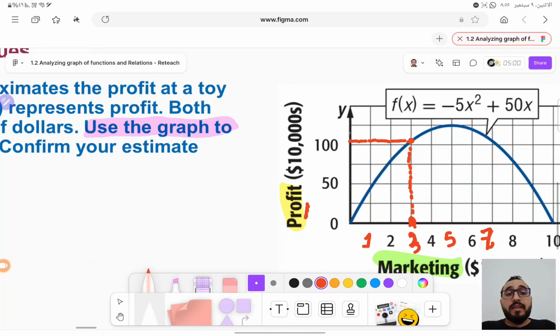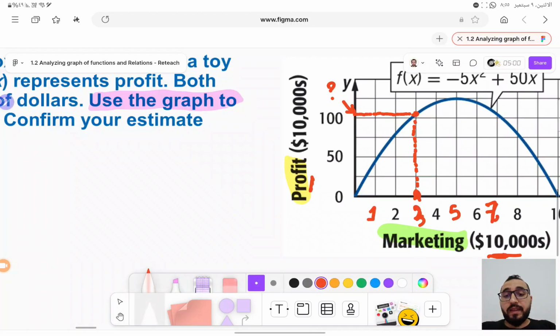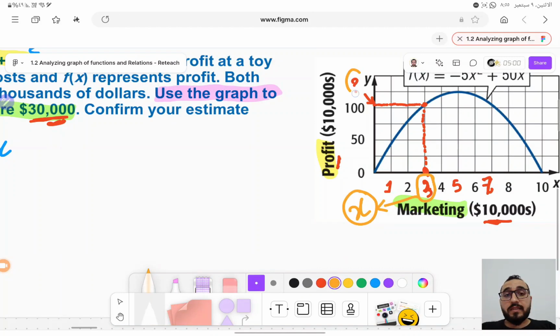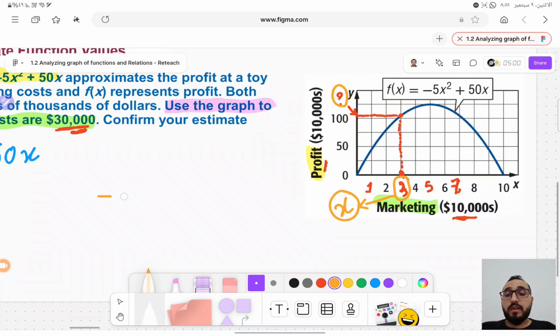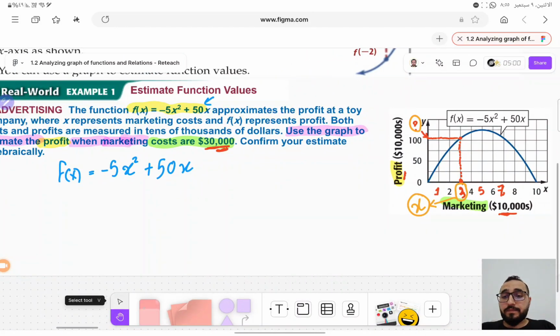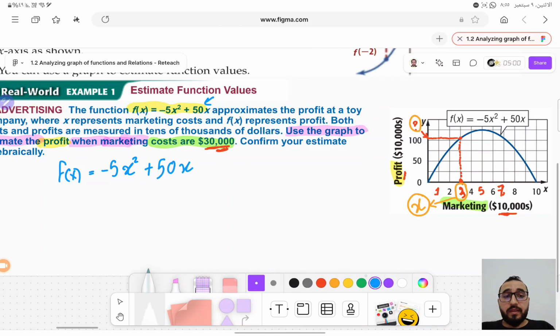So now how can I find this value here? How can I find it? To find this value, I have now to replace the number, which is 3, in x. So any x, I have to replace x with a 3 to find this value on the y, to find the profit. Okay, so now let's go to the function, and let's replace every x with 3.